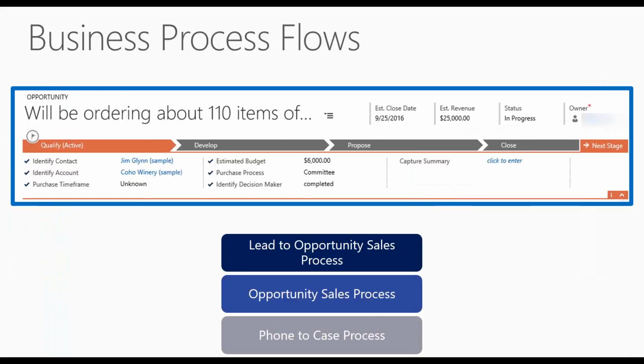So let's say you have a rule that until you've gotten the estimated budget and identified the decision maker, you shouldn't even move on past a certain stage in your sales process. You should be stuck there until you find that information. We can actually put a roadblock up and say, nope, you've got to go get that. And that can help gate your process and make it a little more controlled. If you're having a hard time enforcing your process, business process flows can be a great tool for that.